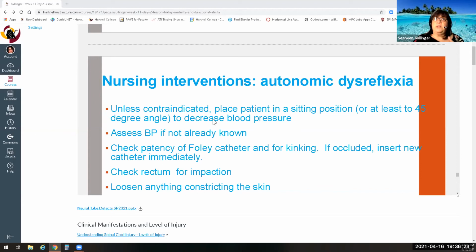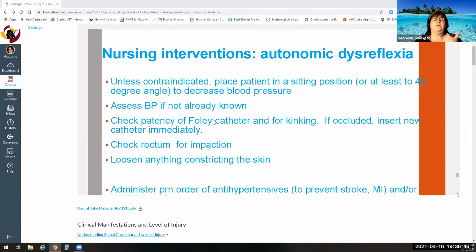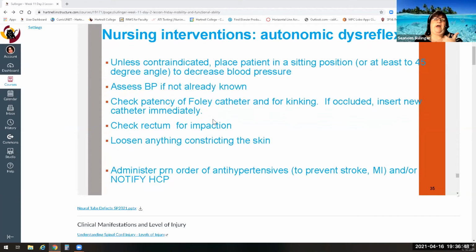So if they have a Foley, you need to check for kinking, making sure that the tubing isn't kinked, right? So that the urine's not retained in the bladder. You want to make sure that the Foley is patent. You want to insert a new catheter. You could do a straight cath and then insert the Foley later. You want to check the rectum for an impaction and loosen any constrictive clothing. Oftentimes they'll have antihypertensive PRNs ordered for this. And so you would administer the antihypertensive.